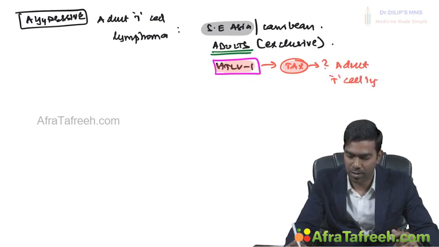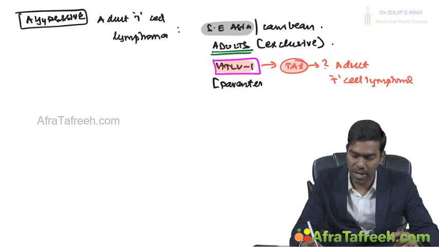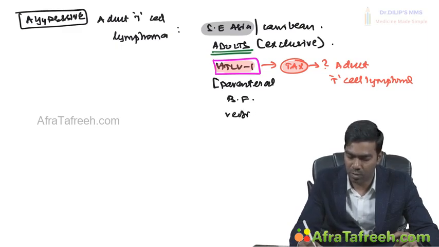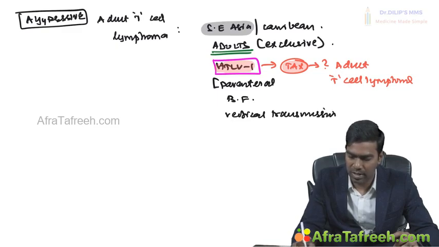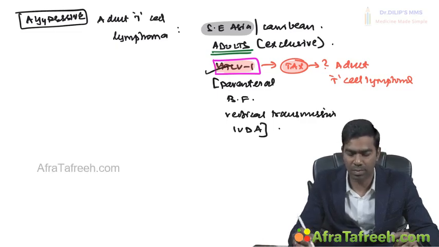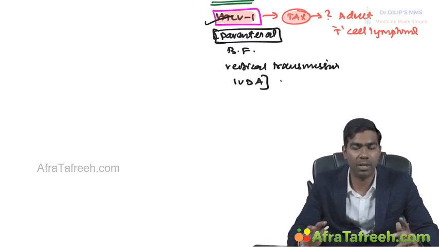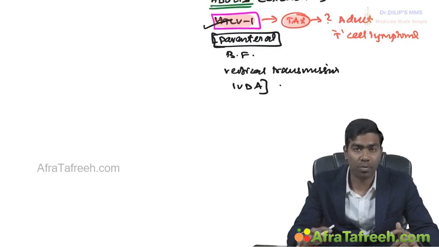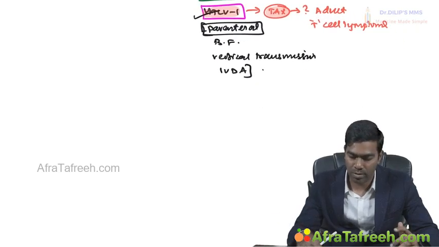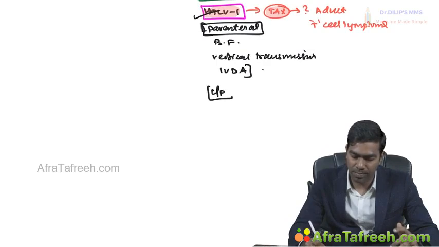T-cell lymphoma. Clear? And this virus can be transmitted parenterally, through breastfeeding, vertical transmission, needle stick injuries, intravenous drug abuse; a lot of ways this can be transmitted. So this is a typical parenteral transmission virus. Clear? Like HIV, hepatitis B, hepatitis C and all. So a parenterally transmitted virus. Then what are the clinical features?